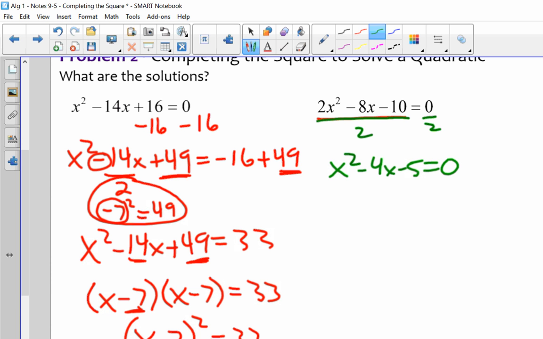This one's going to come out a little bit differently for us, so we're just going to use it as practice. But when we get to the end, I'll explain what was a little bit different. So the first step is to move the constant to the other side. I'm going to do that, and leave a space where the -5 was.